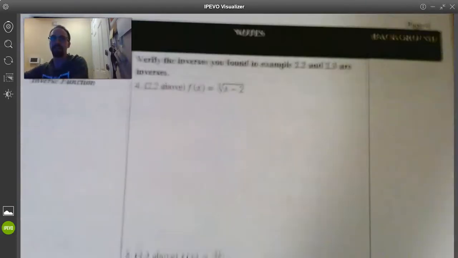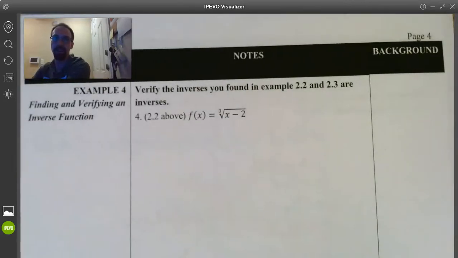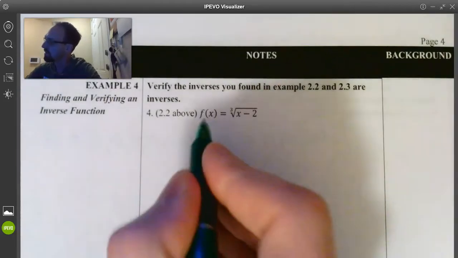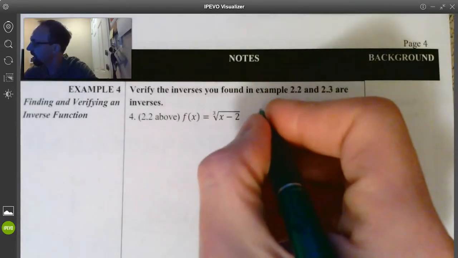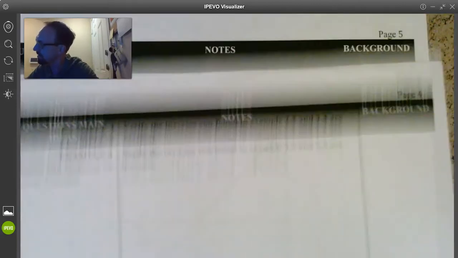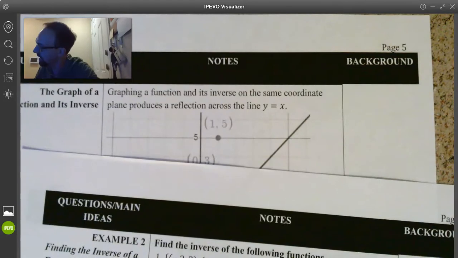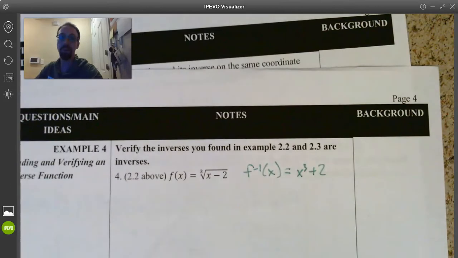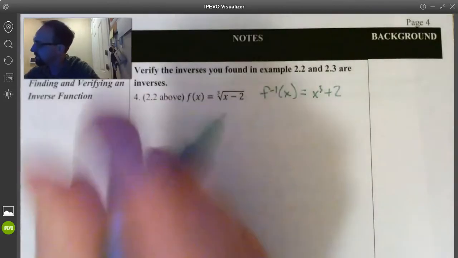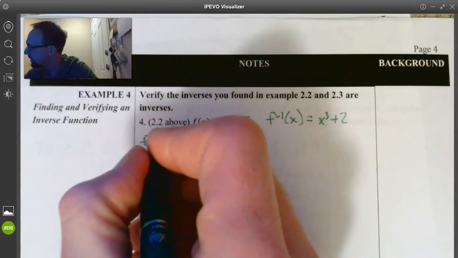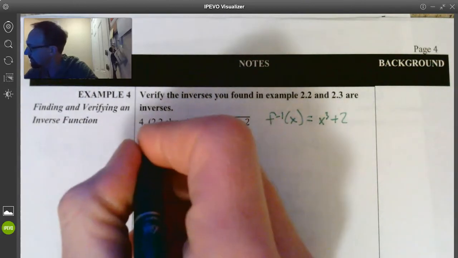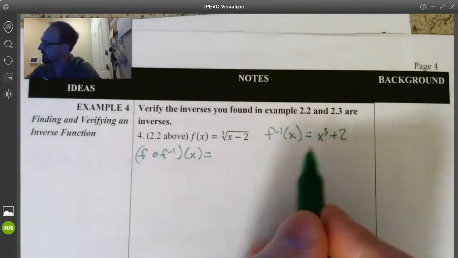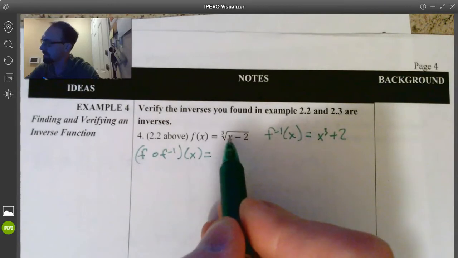So we're going to verify the examples that we did previously. Here we're going to verify that the inverses that we found in example 2.2 and 2.3 are in fact inverses. So this is f of x, and our f inverse of x was x cubed plus 2. So I'm going to compose these. Function composition: f composed with f inverse of x is equal to, essentially I'm going to take this x cubed plus 2 and plug it in to that x there.